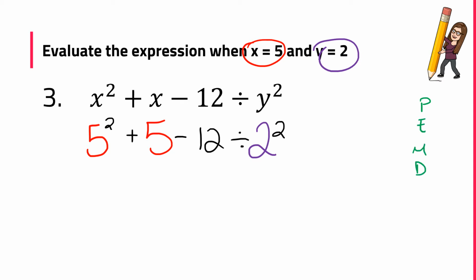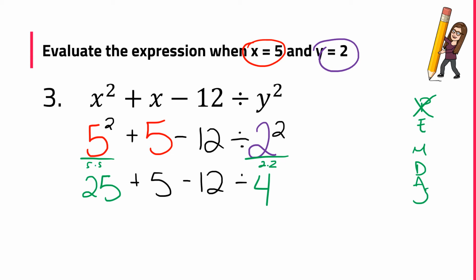Let's go through PEMDAS. There's no parentheses, but I do have exponents. 5 squared means 5 times 5. Remember that means I have two 5s, so I've got 25. And I can take care of this one. 2 squared means 2 times 2, which is 4. Everything else falls down.